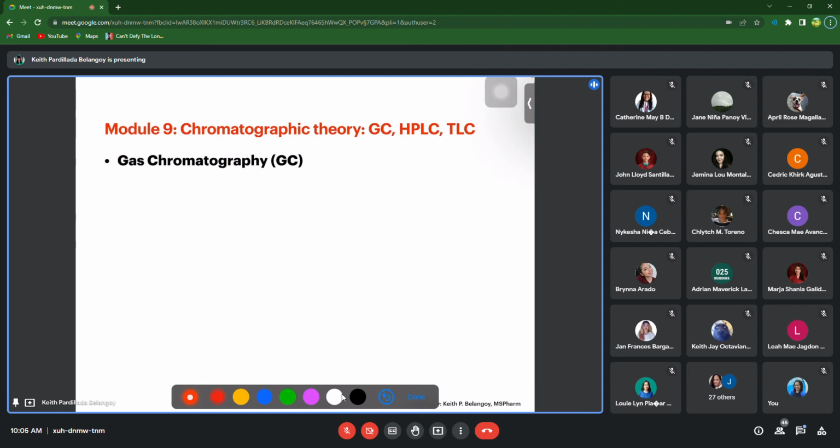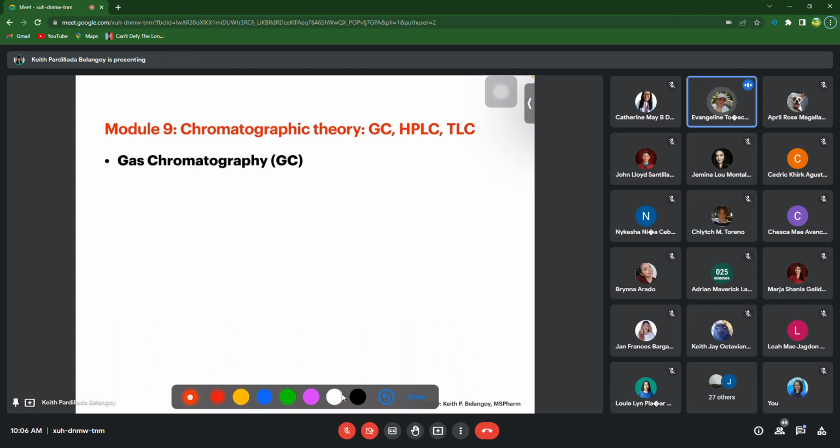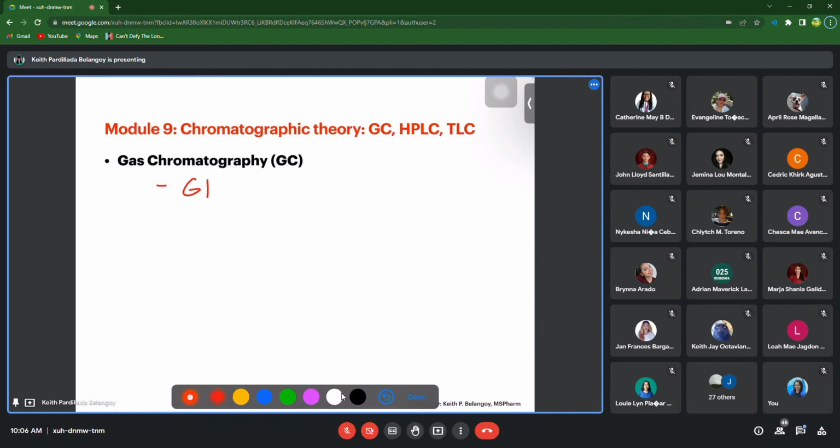Let's have Batukan. What do we have to know about gas chromatography? Chromatography runs on the principle of partition chromatography for separation of components. In terms of stationary and mobile phases, it is categorized under gas-liquid type of chromatography. Okay. What else?